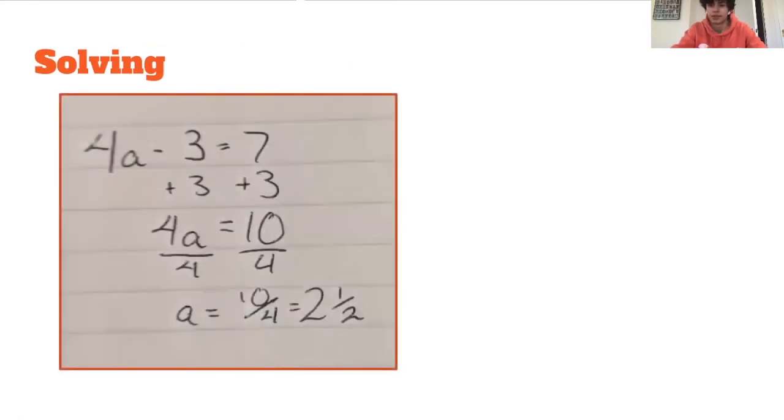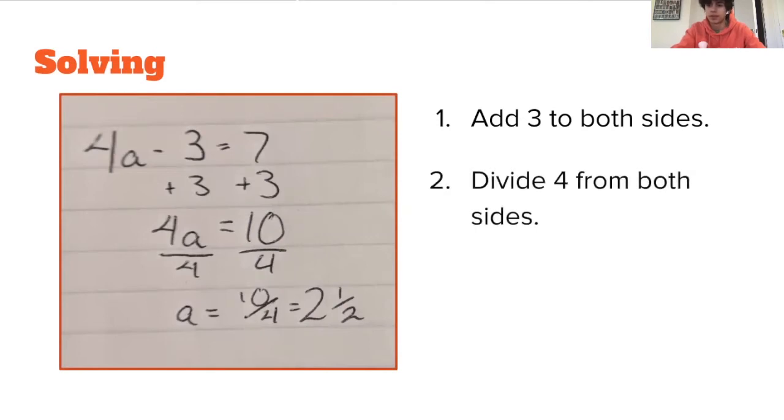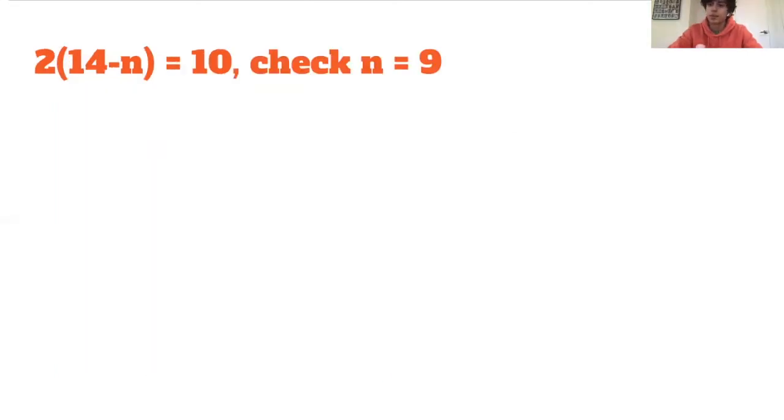Because negative 1 was not a correct answer, we need to solve the equation to find the value of a. First, add 3 to both sides to get 4a on its own. We are left with 4a equals 10. Next, divide both sides by 4, and we get the solution a is equal to 10 over 4, or 2 and 1/2.